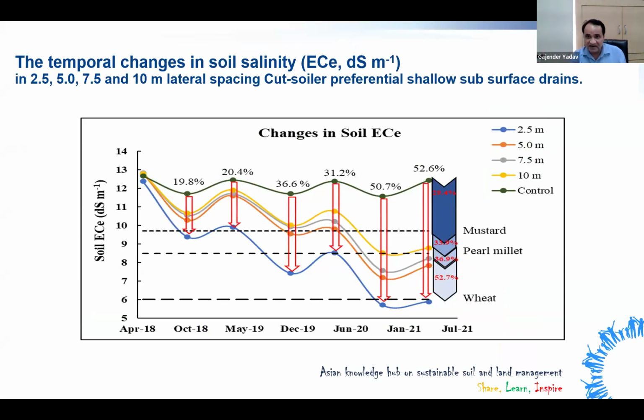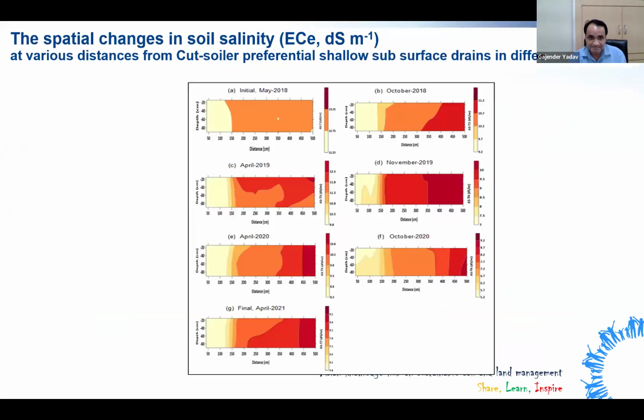And there was a likewise reduction in salinity after 3 years. And this shows how long the effectiveness of desalination lasts: if you consider the x-axis as the drain, its effectiveness is up to 150 to 200 centimeter. It means that it is again justified that 2.5 meter spacing between drains is effective for desalination.